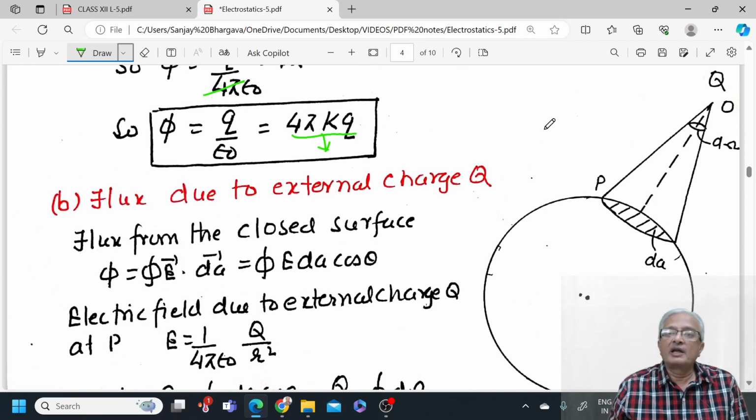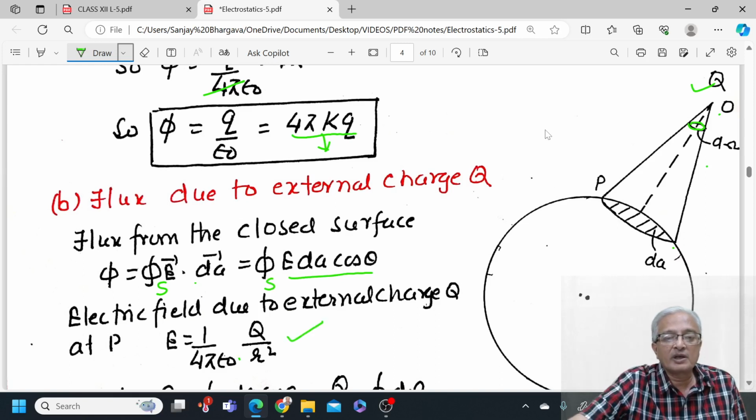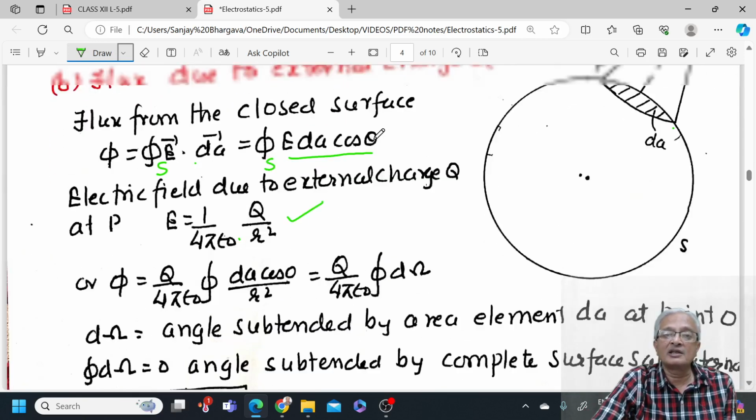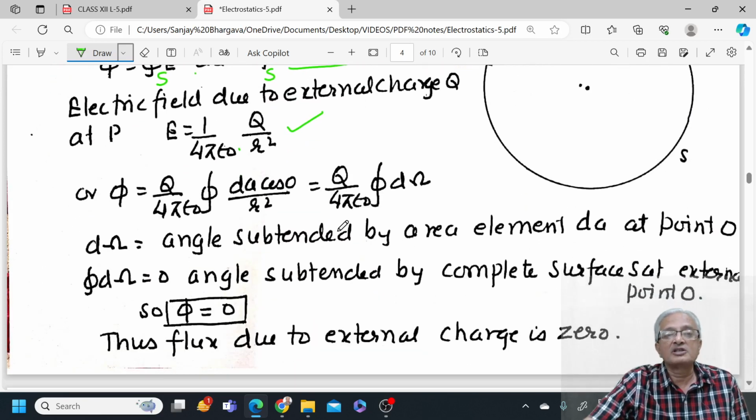Now flux due to external charge q. So we have an external charge placed here as q at point O. Again we choose a surface here. What will happen? It would subtend a solid angle at this point O, and that would be called as d omega. So what would be the flux from the closed surface? Phi would be equal to closed surface integration E dot dA, which is E dA cos theta. The electric field due to external charge at point P is equal to 1 upon 4 pi epsilon 0 q upon r square. So see, electric field is being contributed in the first case by internal charge, and in this case it is being contributed by external charge.